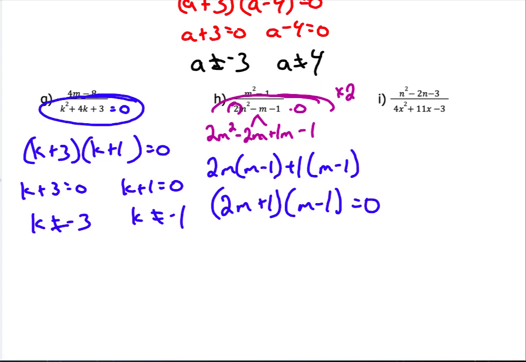Remember, I set it equal to 0. And now I just solve to see what m value would cause me to get 0. That's my excluded value. So here I would get m can't be negative 1/2, and m can't be 1. So I'm simply factoring each one of those, setting it equal to 0, and telling me what number won't work as an x value. So let's do this last one, because this one's going to be a little bigger.